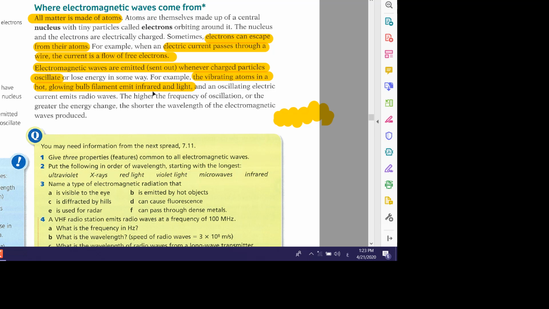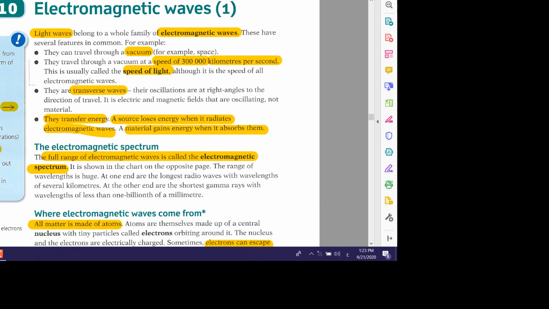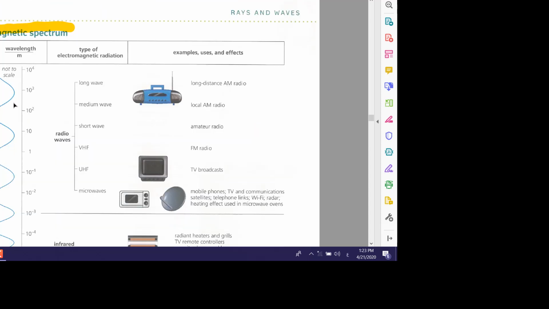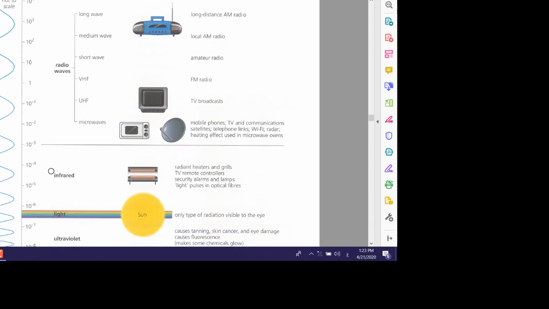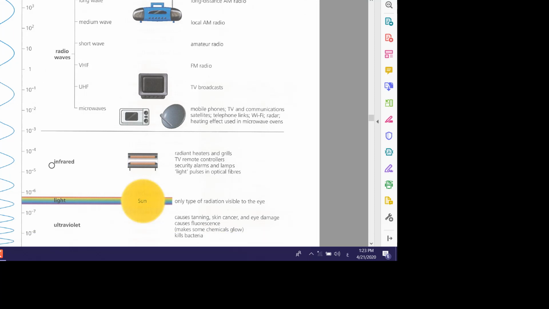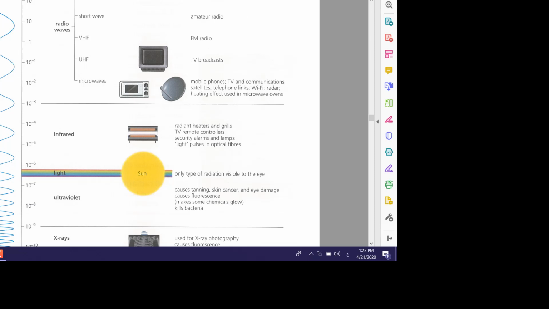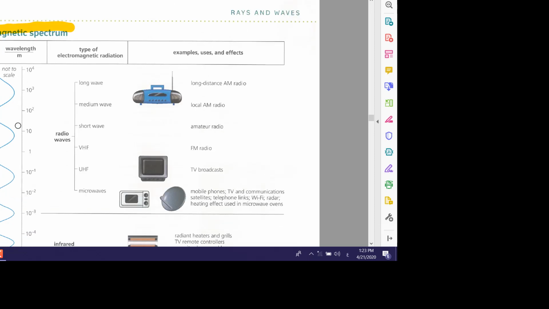But why exactly this one? Why light, or why infrared? Why not the other examples of electromagnetic waves? Here it depends on the wavelength. What do you mean by wavelength? Again, this is wavelength. If we go to the next page, you will see the different examples of electromagnetic waves. They differ by their wavelength. See, each example has a specific wavelength.